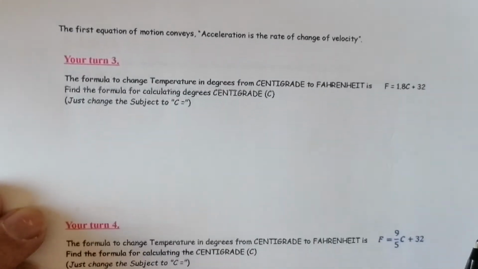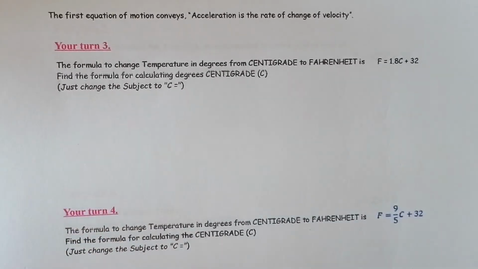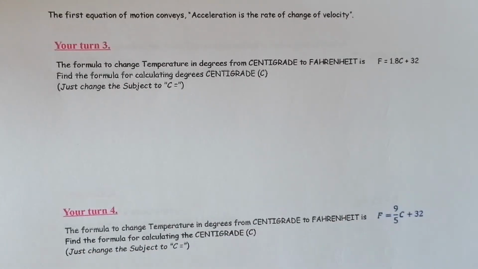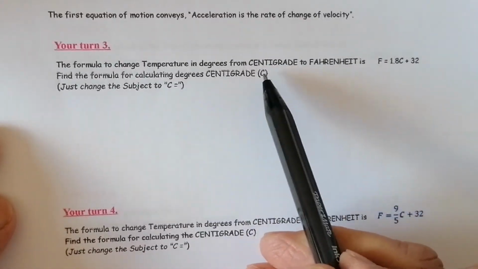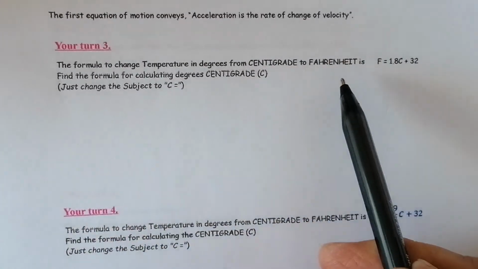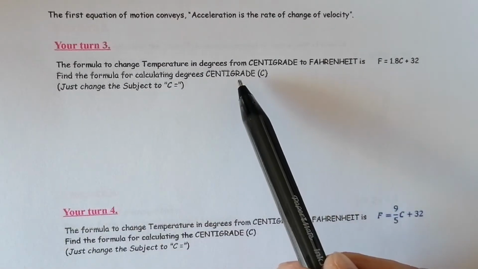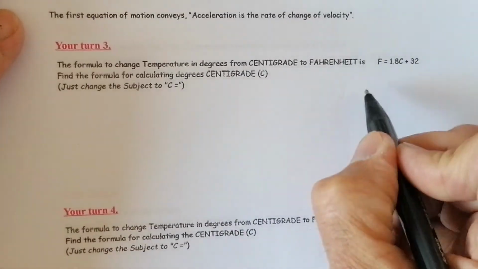Right, so here's a couple for you to have a go at. So try these ones and see how you get on. I'm just going to go and mark them, okay? I'll mark them up. Right, so what we've got is a formula for changing centigrade into Fahrenheit, so a temperature thing. What I want to do is to have a formula that will calculate centigrade when I'm given Fahrenheit. So let's start with this equation here.